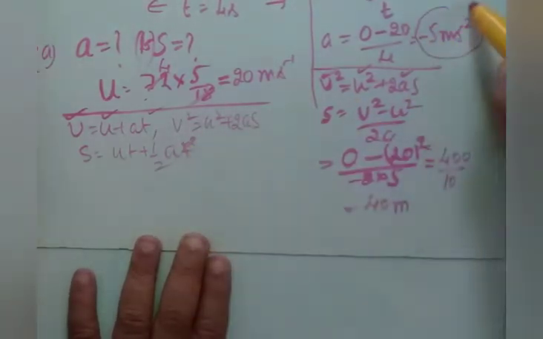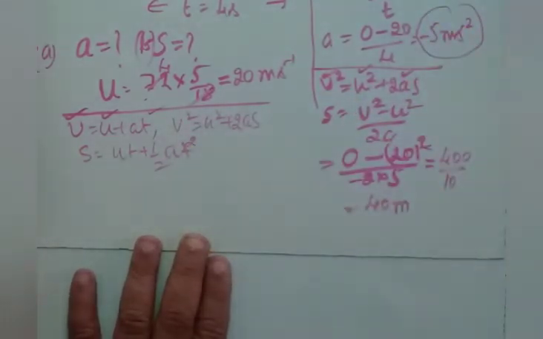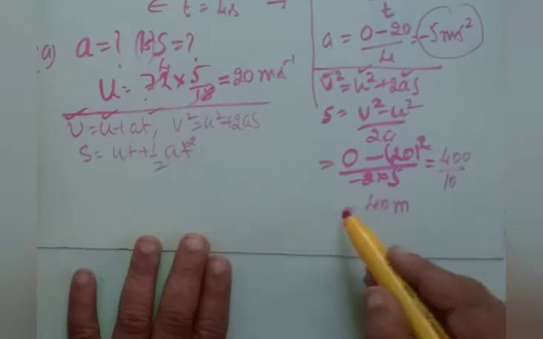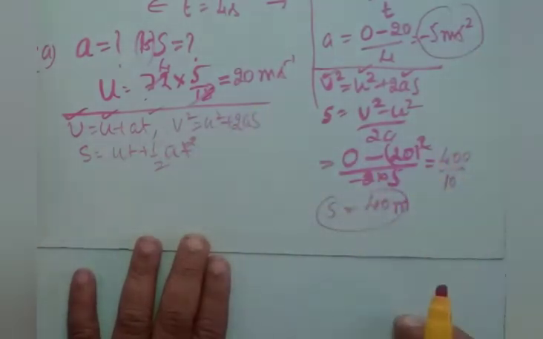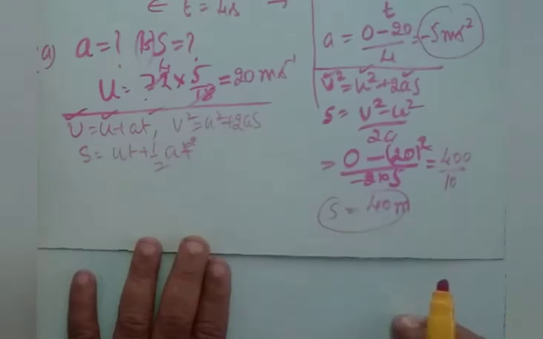Acceleration is minus 5 meter per second square. Why minus? It is retardation. That means after applying the brake, velocity goes on decreasing. And distance traveled is 40. So we got both the answers, and we have written the units also. So that ends this numerical.